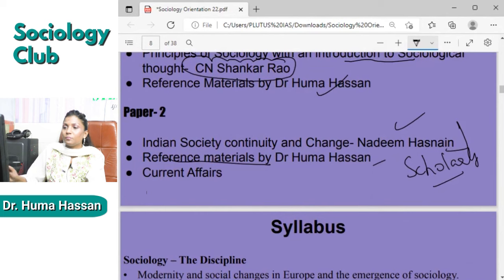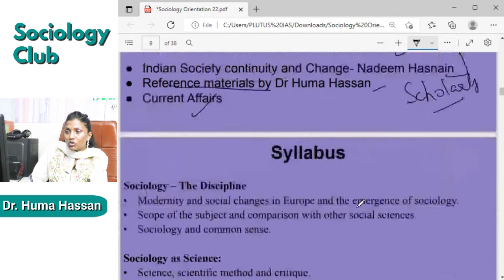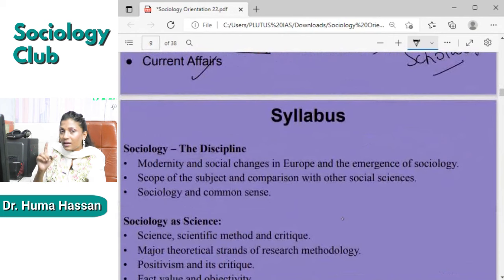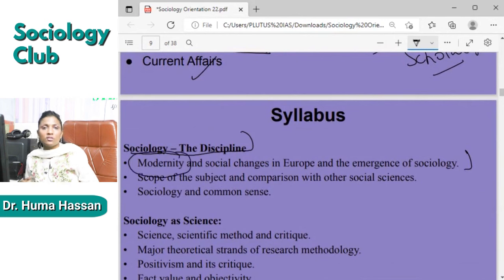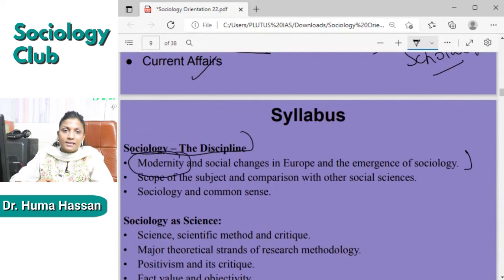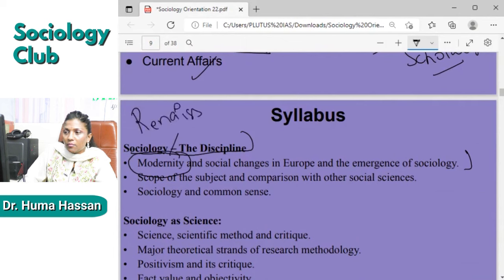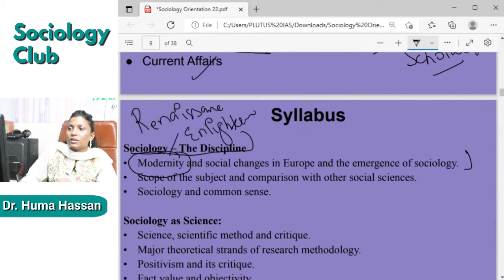So let's see what the syllabus is. The syllabus is sociology, the discipline. Here there are three parts. First is modernity. I'm going to explain each and every syllabus topic in just one word. Modernity means the rapid changes which took place in the 19th century, and before that you need to understand four factors that are important to understand modernity: Renaissance, Enlightenment, political revolution, industrial revolution. That's it. That's modernity covered.